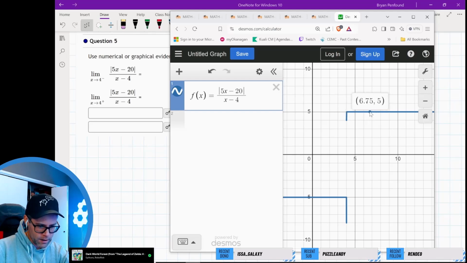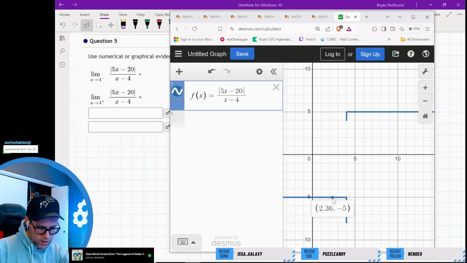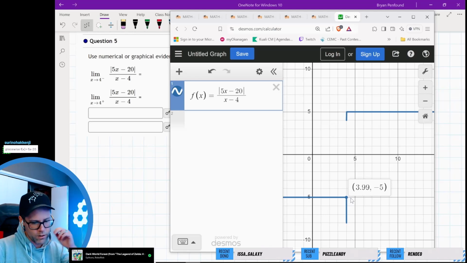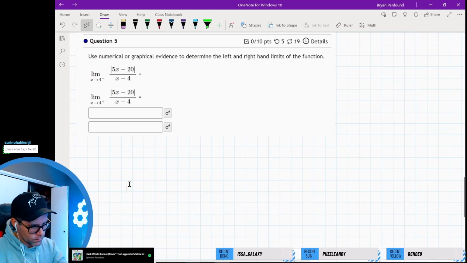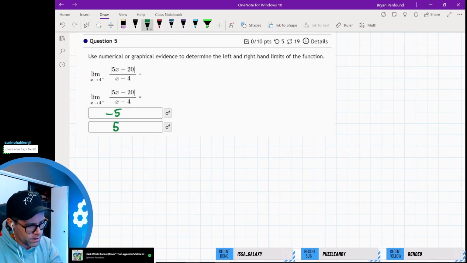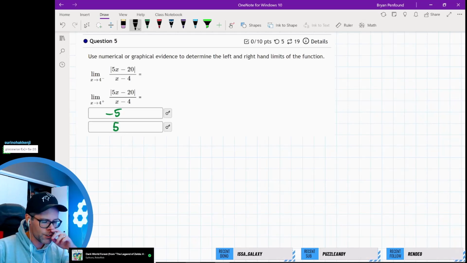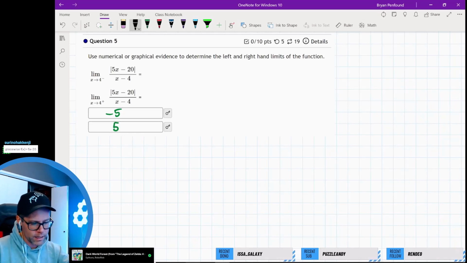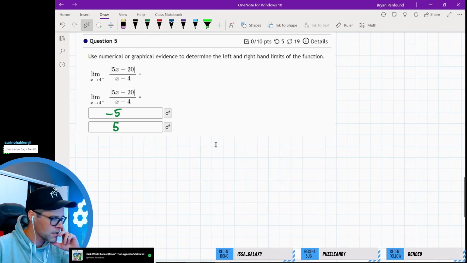So I can see that as I approach 4 from values a little bit bigger than 4, my y value is tending towards 5. And if I approach values of 4 a little bit smaller than 4, I'm going to get negative 5. Right, so there's 3.99, negative 5. So for this first one, it looks like we're getting negative 5. For the second one, we're going to get positive 5. So obviously this overall limit does not exist because these two one-sided limits would be different.